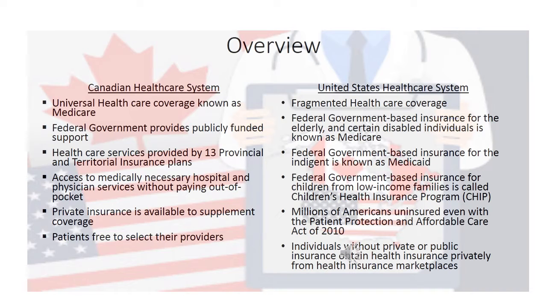There are two government-based insurance programs that help the elderly, certain disabled individuals, and indigents. These programs are known as Medicare and Medicaid. The program that helps children from low-income families is called the Children's Health Insurance Program, also known as CHIP. It was noted that in 2010, the Patient Protection and Affordable Care Act was passed, and its main objective was to reduce the number of uninsured citizens. Those that are able to financially obtain private health insurance did so from participating insurance companies through web-based government-run exchanges.